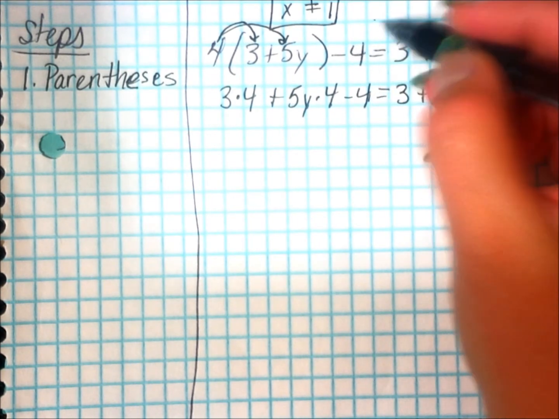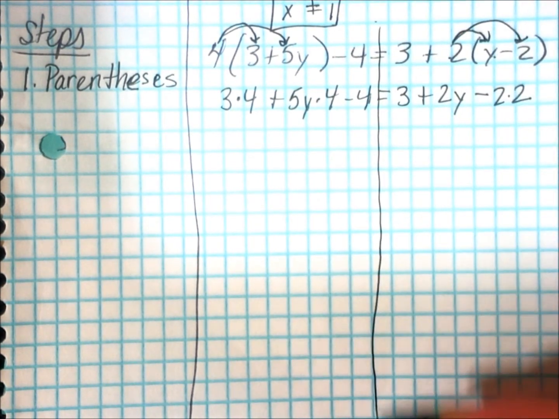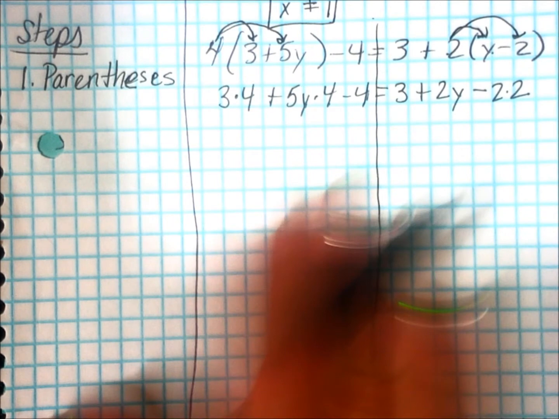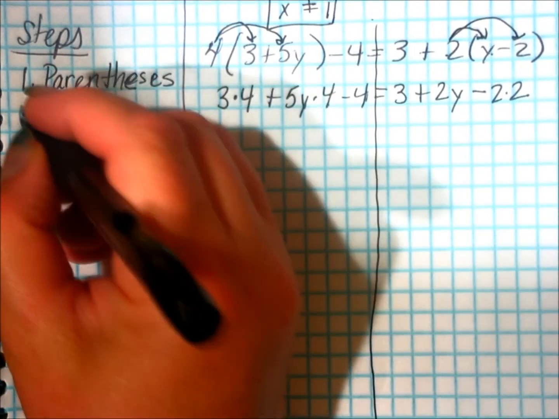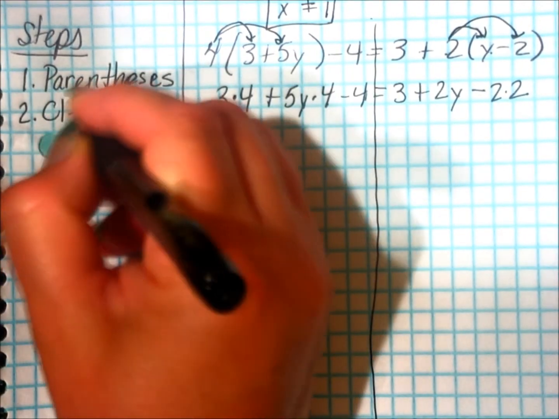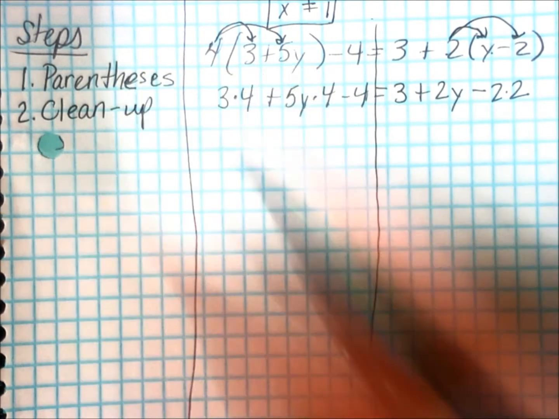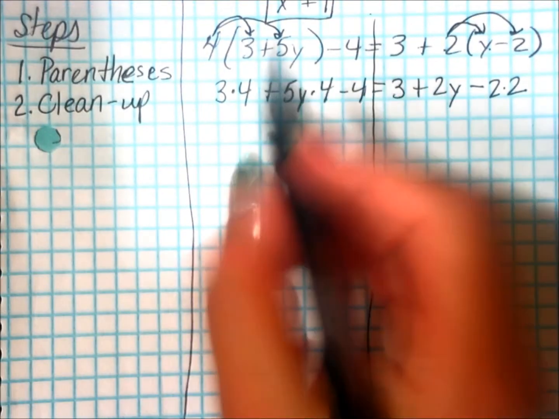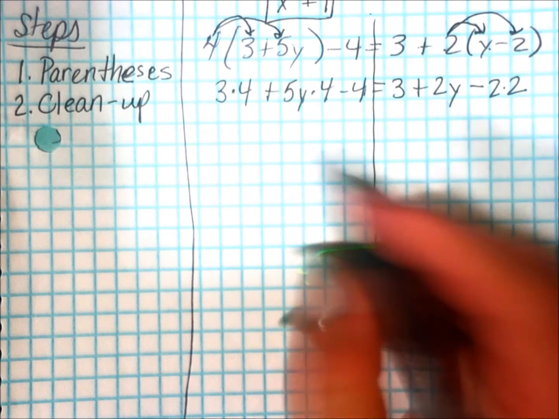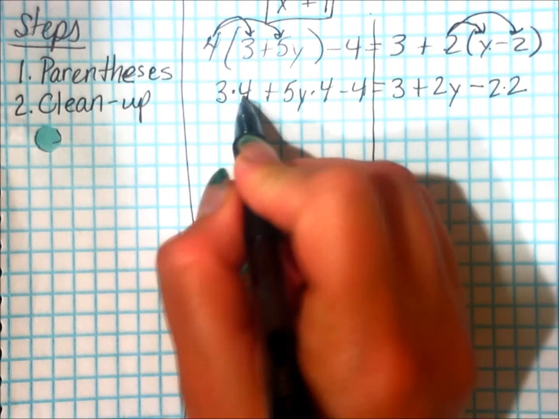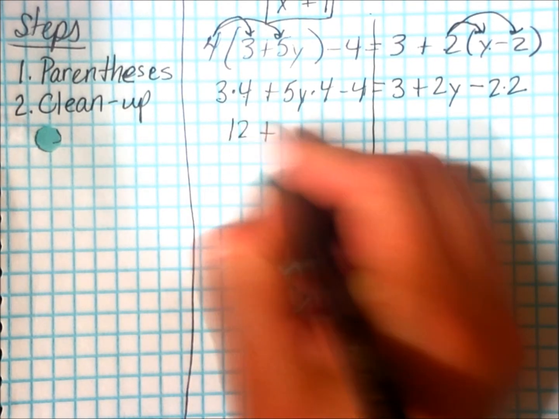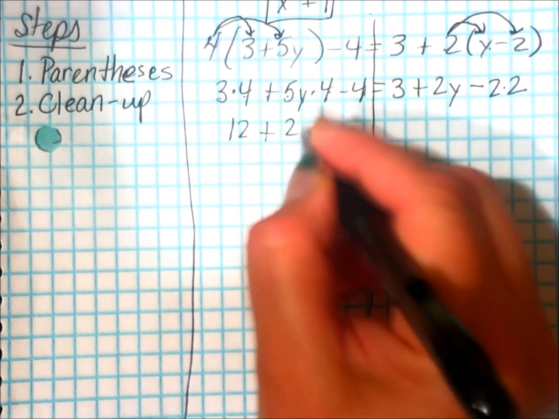Remember to make your mirror. I should have done that before I started. Okay, so now we're going to focus on cleaning up. I call that the cleanup stage. That's when we go back and do all the multiplication, everything that we needed to do. So 3 times 4 is 12, plus 5 times 4 is 20y.